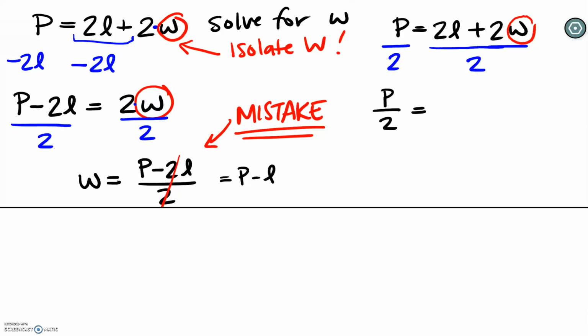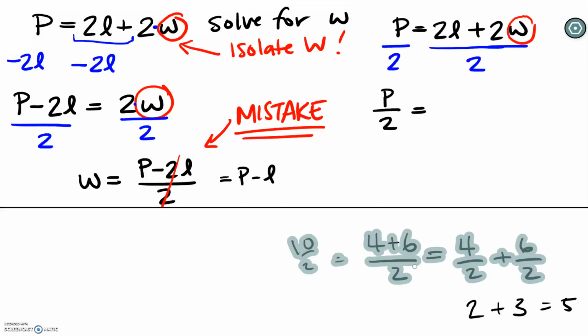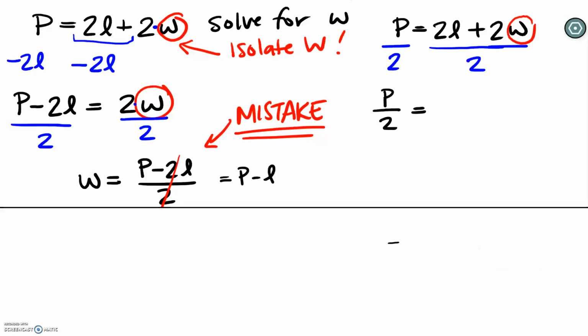Really, when you divide something, if you have 4 plus 6 over 2, right, you're actually dividing both the 4 and the 6 by 2. Right? This would have been 10 over 2, which is 5. So you need to divide both pieces. You can't just divide the front half. You can't just divide the back half. That's not allowed. Both terms on that side have to get divided by 2. So that's what needs to happen on the other side. And that's something you can do.